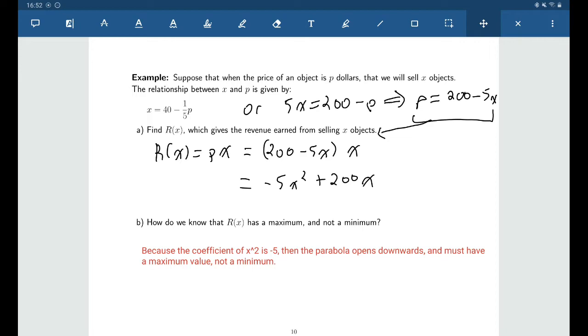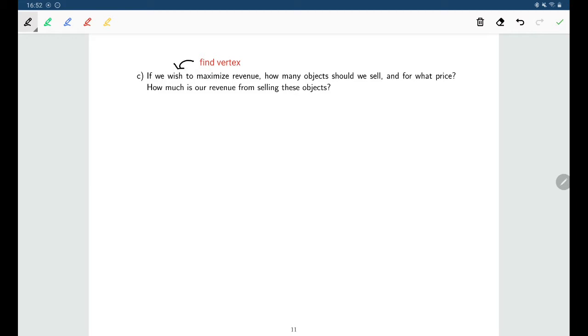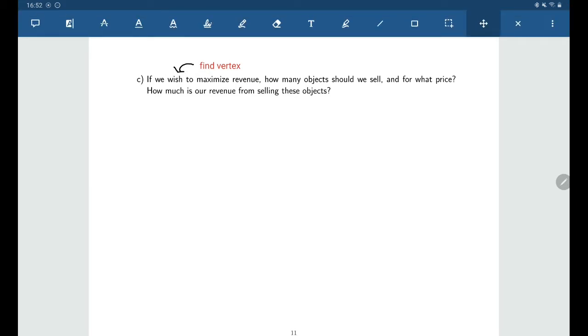Okay, so next, part C. Part C is, if we wish to maximize our revenue, how many objects should we sell and for what price? Or in other words, we need to find the vertex. That's what we need to do in order to find our maximum value and also where the maximum occurs. That's what we need to do for part C. And this is where the hint that I'd mentioned will come back.